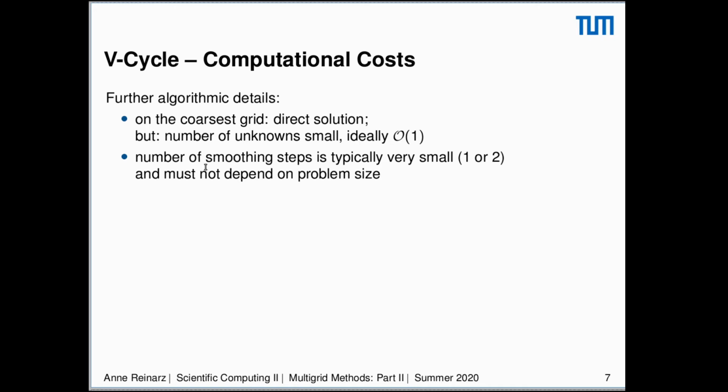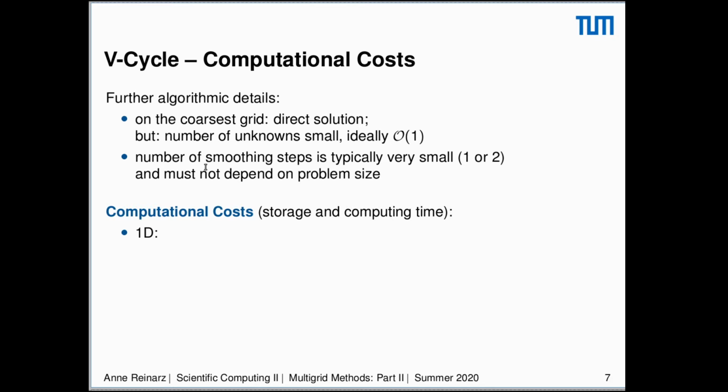Okay, and then the number of smoothing steps taken in between, so on all the other grids, is generally very small, so it should be 1 or 2, and it must not depend on the problem size. That's very important, because otherwise you're going to end up having a factor in your costs that's also depending on n, and then you can't get O of n anymore.